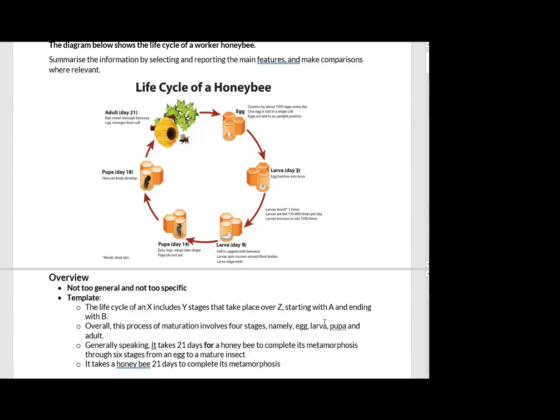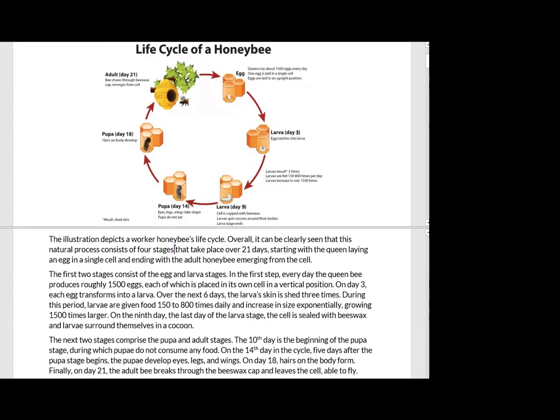Okay, let's read through a model response. The illustration depicts a worker honeybee's life cycle. Overall, it can be clearly seen that this natural process consists of 4 stages that take place over 21 days, starting with the queen laying an egg in a single cell and ending with the adult honeybee emerging from the cell. The first 2 stages consist of the egg and larva stages.